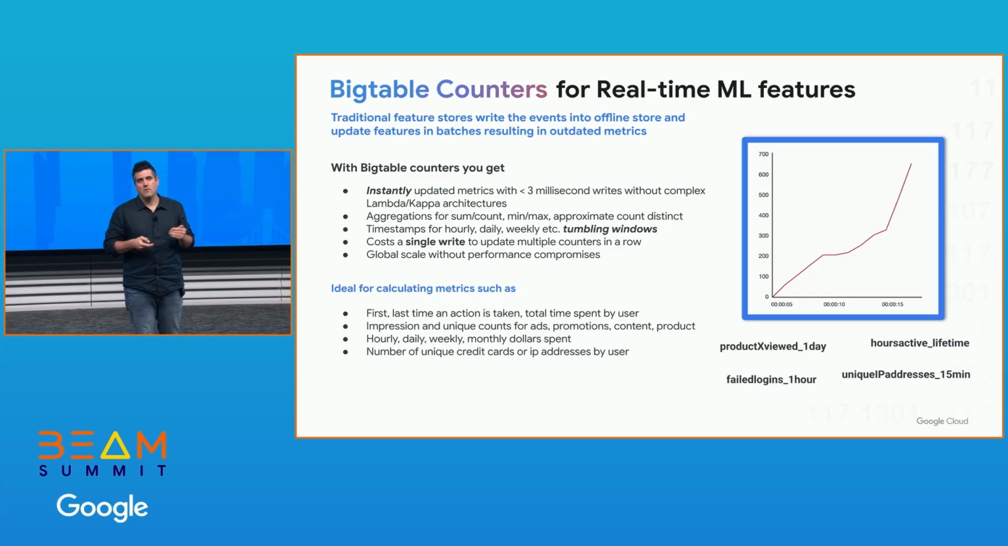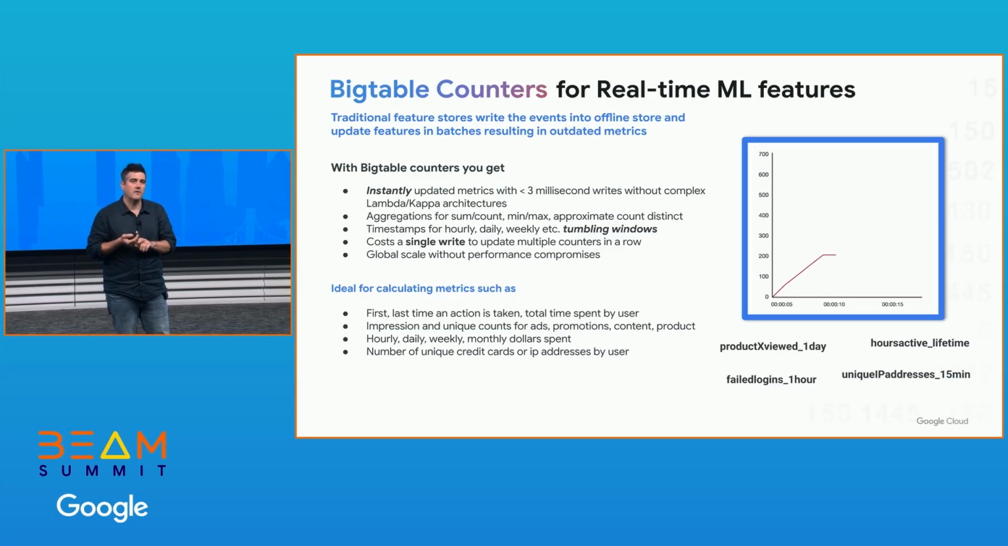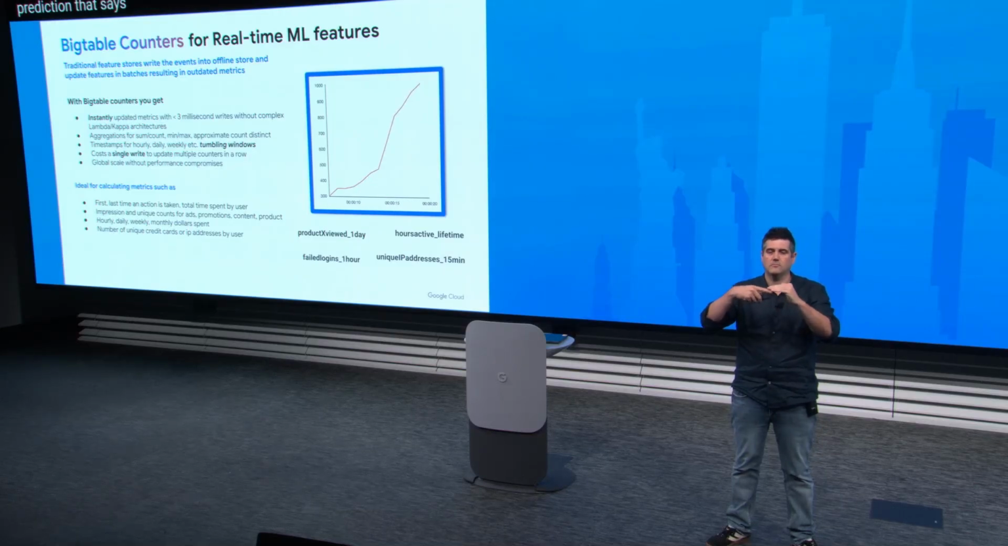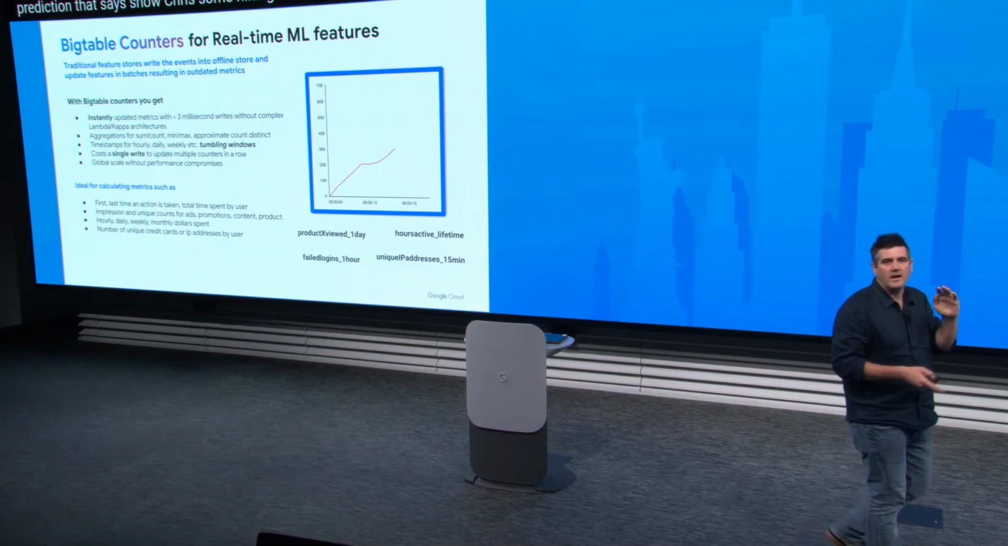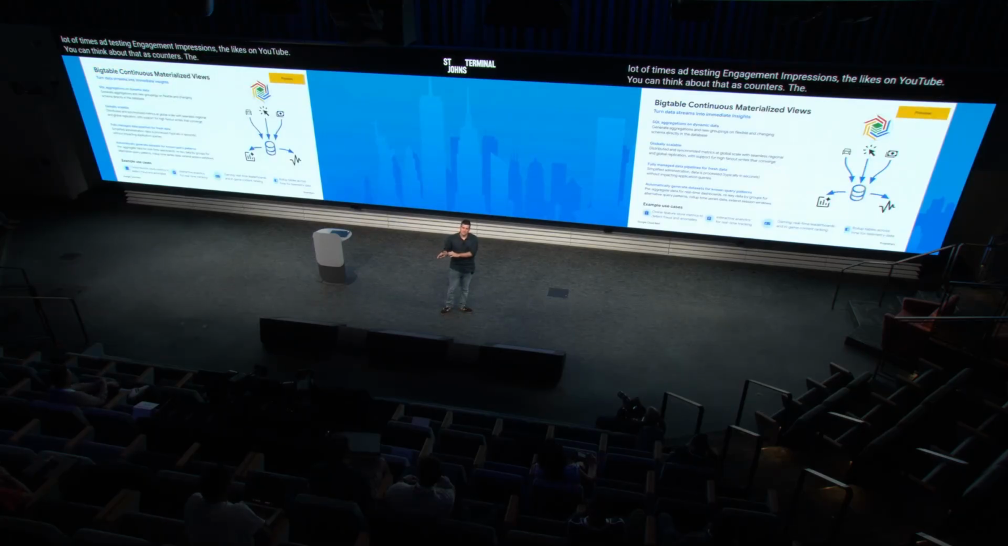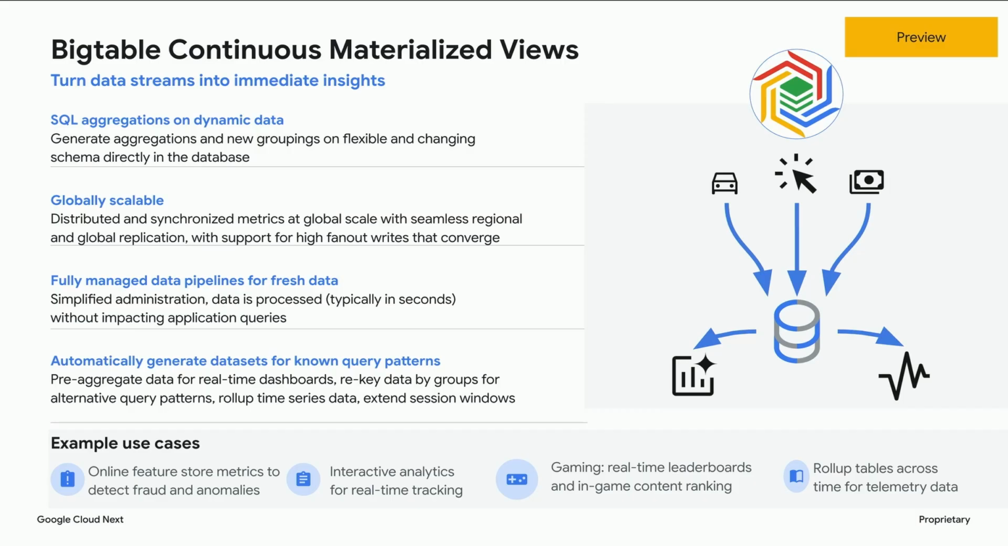Now, for the real-time mode, when I do have that online store, there is also the ability to do counters, which are distributed counters. This is essentially, you can think about it as an aggregation on write. And so this comes in handy where I'm building features that are something like, okay, I'm right now on your website, and I've looked at now 4 things related to hiking. I want to now feed the prediction that says, show Chris some hiking boots. Things like that. Or a lot of times A/B testing, engagements, impressions, the likes on YouTube, you can think about that as counters. The flip side to counters is there's also continuous materialized views.